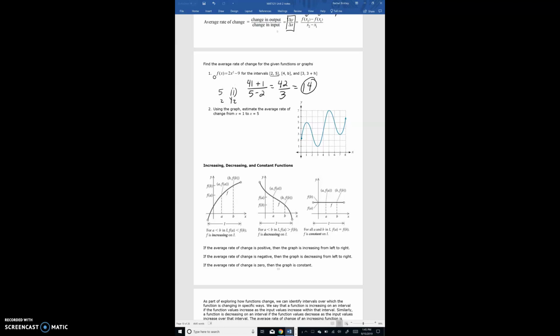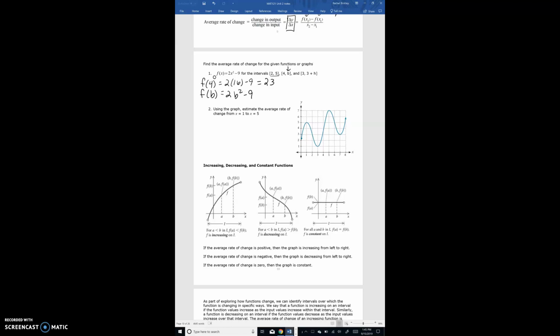Okay, so now we need to do it using b, which seems weird, right? But we just do it the same way. f of 4 is equal to 2 times 16 minus 9, which is 32 minus 9, which should give us 23, double check me. And f of b, which is 2 times b squared minus 9, which we're just going to leave as 2b squared minus 9.